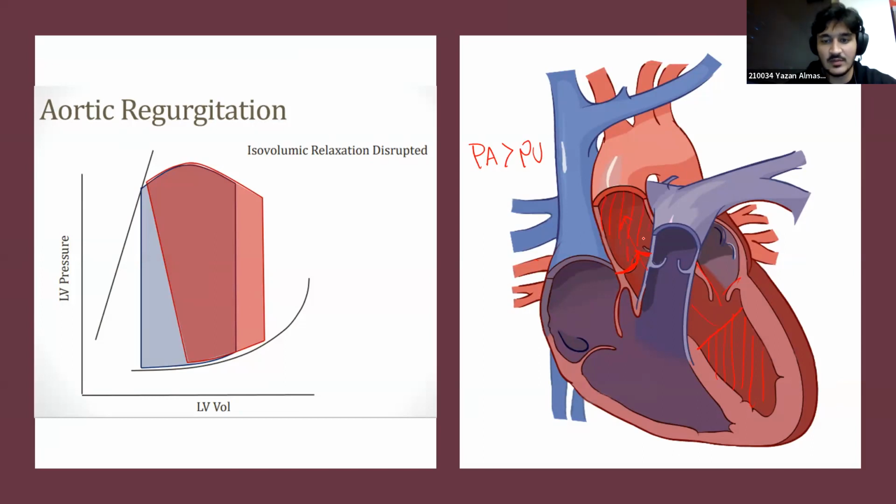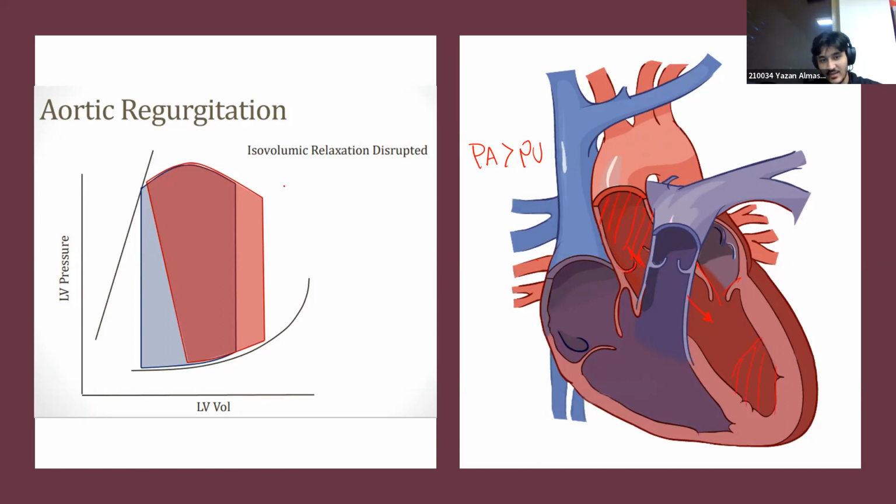The blood is in the aorta. The blood in the ventricle is gone, and we have no blood moving back into the ventricle. In aortic regurgitation, what's going to happen is that when we have the blood in the aorta, it's going to start leaking back into the ventricle. After systole, this blood is going to start leaking into the ventricle.